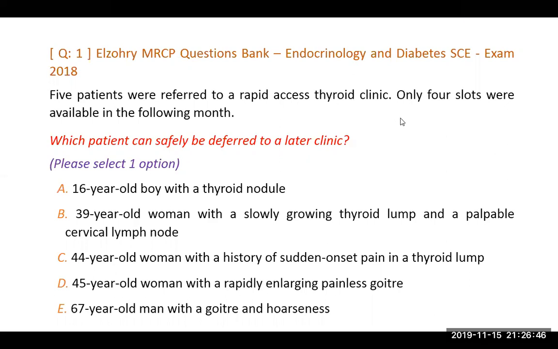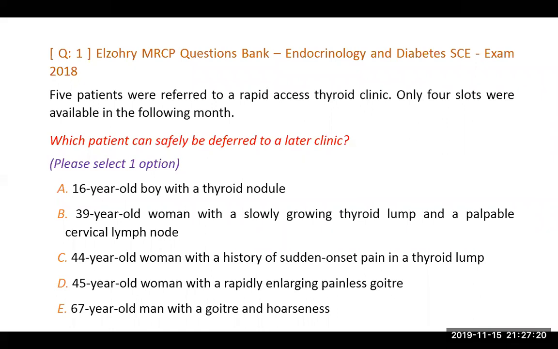B, actually B is not correct because there is a palpable cervical lymph node, one of the alarming features that increase the risk of malignancy. Thyroid nodule in the young, less than 20 years, is a risk of malignancy. Hoarseness of voice is a risk of malignancy. Rapidly enlarging painless goiter is a risk of malignancy. But sudden onset pain means a hemorrhage in a cyst, which is a benign feature, not a malignant feature. So C is the correct one.